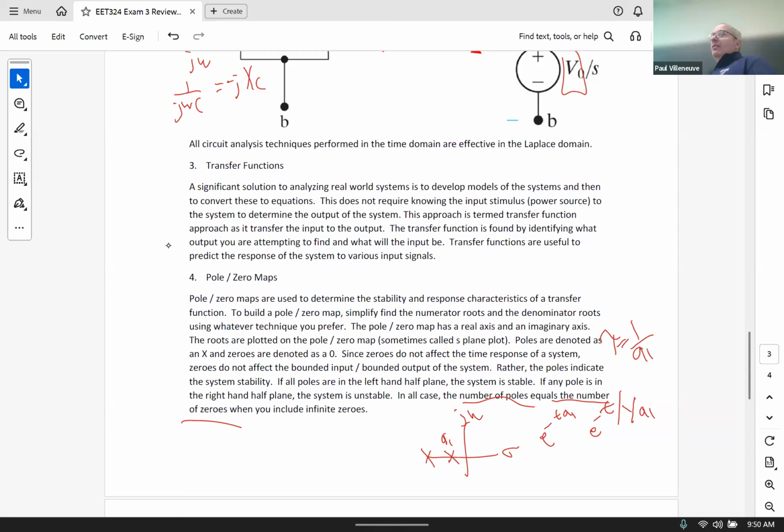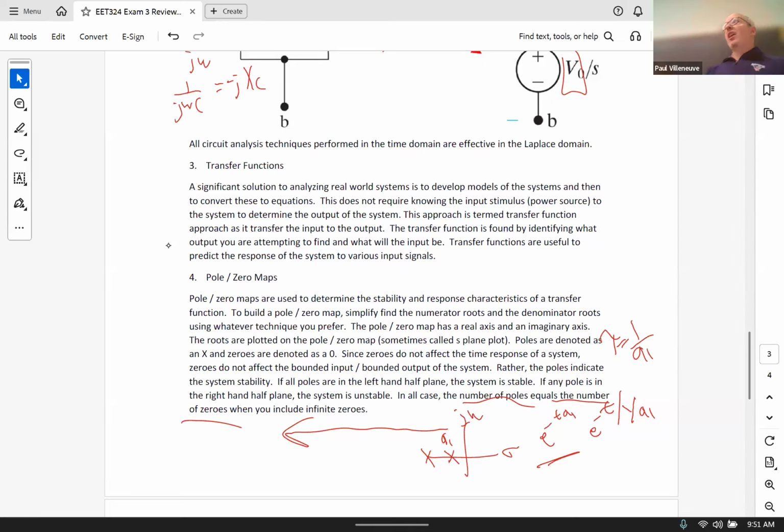1 over 0.1 is going to be a lot bigger than 1 over 10, right? And since it takes around 5 time constants to reach steady state, or for this decaying exponential to finally be decayed, then the further we are over here, the faster the system reaches steady state.